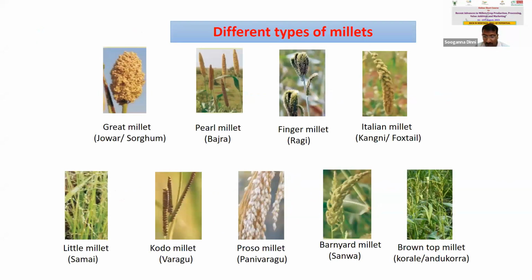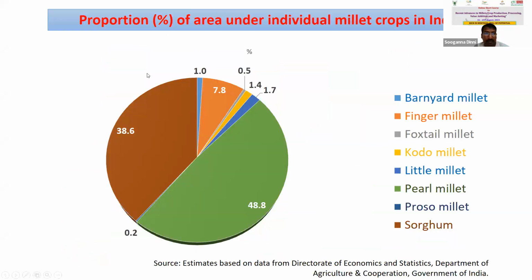So you might have seen the different types of millets. There are three major millets, sorghum, pearl millet, and finger millet, and the rest are minor millets. The total area under millets you can see in the next slide, the percentage of area under individual millets. The green color represents pearl millet, 48.8% area covered under pearl millet, and 38.6% by sorghum, and the rest 7.8% by finger millet, and the rest are very less.